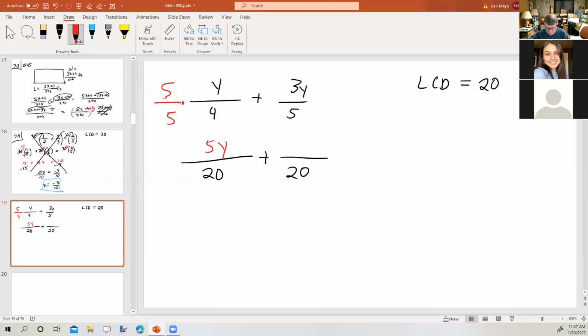Now, 3y over 5. I'm going to multiply the denominator by 4 to make it a 20, so 4 in the numerator to make it 12y. So now I am adding two fractions with the same denominator. 5y plus 12y is 17y over 20. I can't reduce that, so we are done.